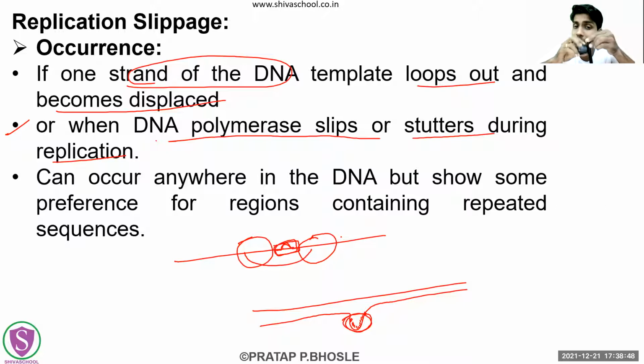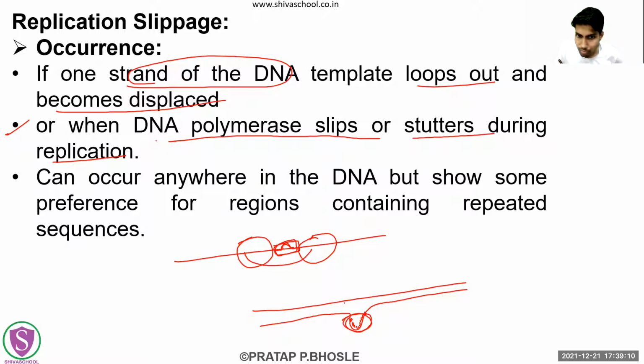Okay, so because of that DNA polymerase slip, what else can happen? This replication slippage can happen. There will be particular segments of these nucleotides which will not get replicated. Some segment will come up like that, right? So what can be the reasons behind this replication slippage?